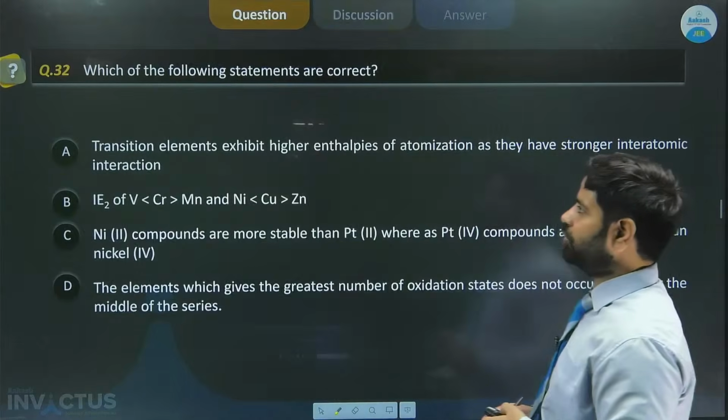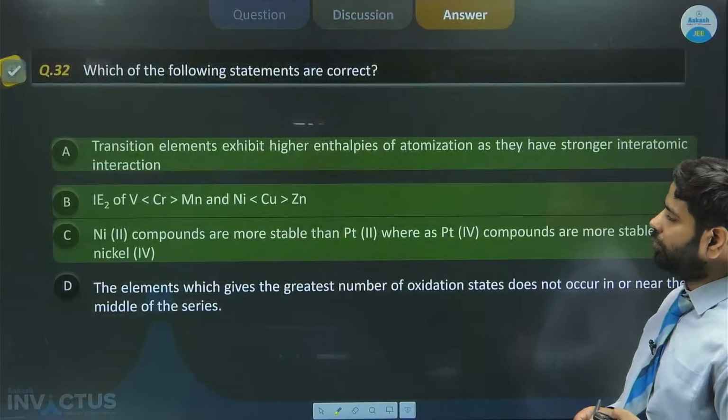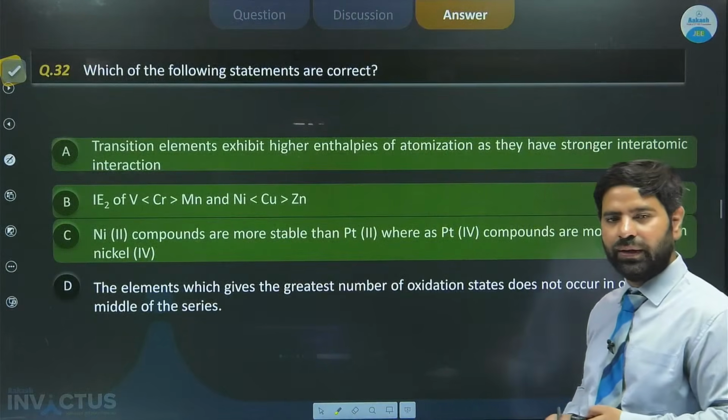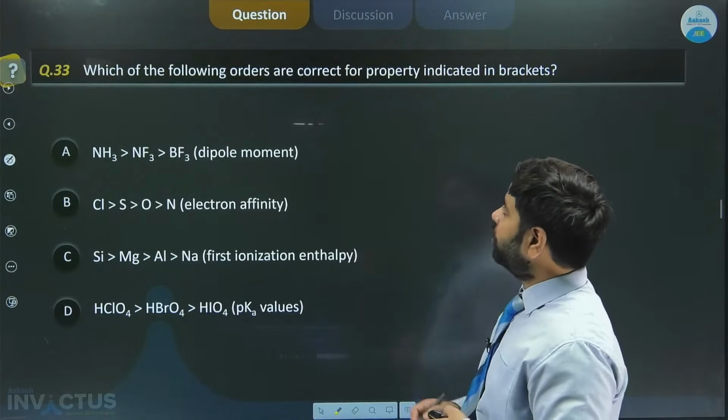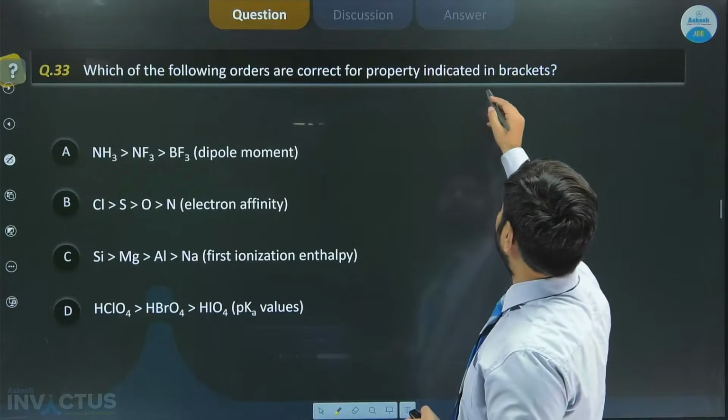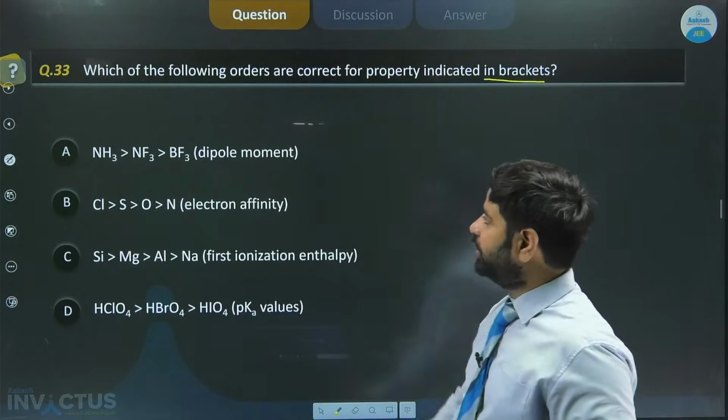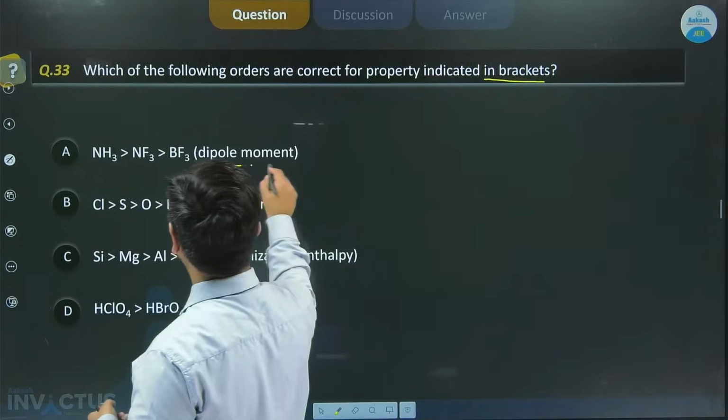Let's check the answer to this question. A, B, C is given. Next question, question number 33: which of the following orders are correct for the property indicated in the brackets? First is asking about the dipole moment.